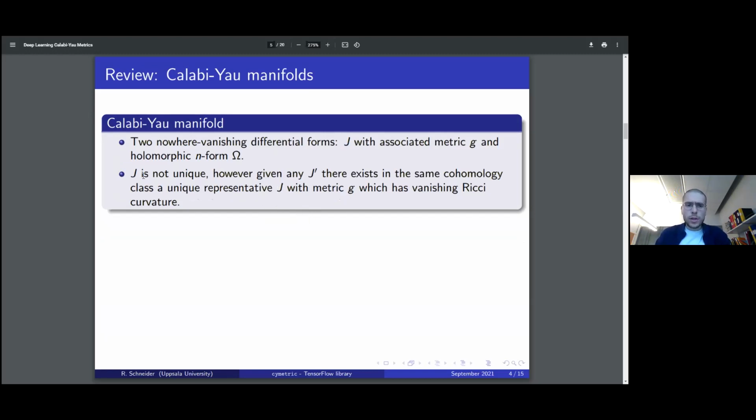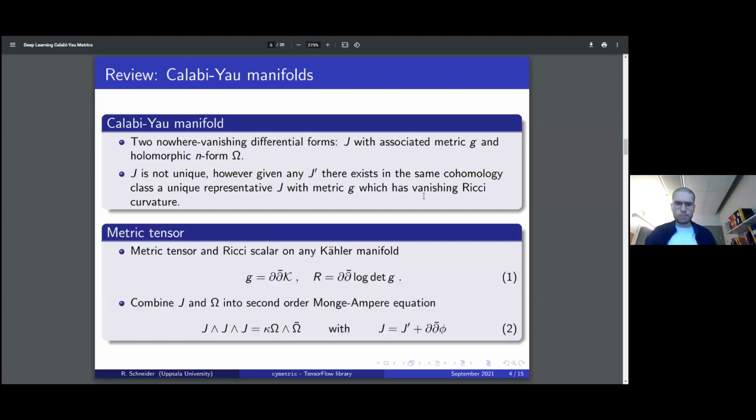So we do know, however, that this J is not unique. Given any J prime, there exists in the same cohomology a unique representative of this J with the metric G, and this metric G needs to have vanishing Ricci curvature. So we can combine these two nowhere vanishing differential forms into a second order Monge-Ampère equation.